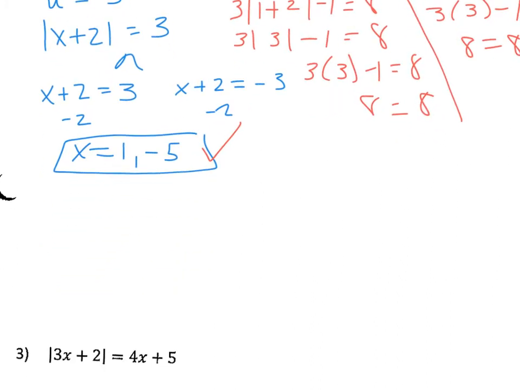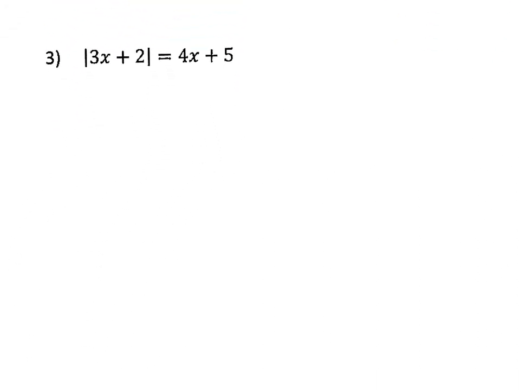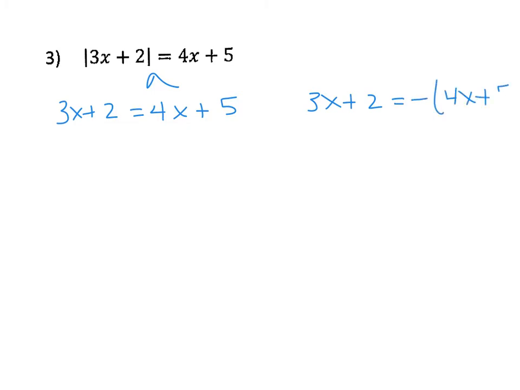Okay, so let's go ahead and go down to the next one, number 3. Now, if you notice on this one, number 3 is already isolated, so we don't have to use a u here. So since it's isolated, we're just going to split it. So when we split it, we're going to go the inside could be equal to 4x plus 5, or the inside could be equal to the opposite of 4x plus 5.